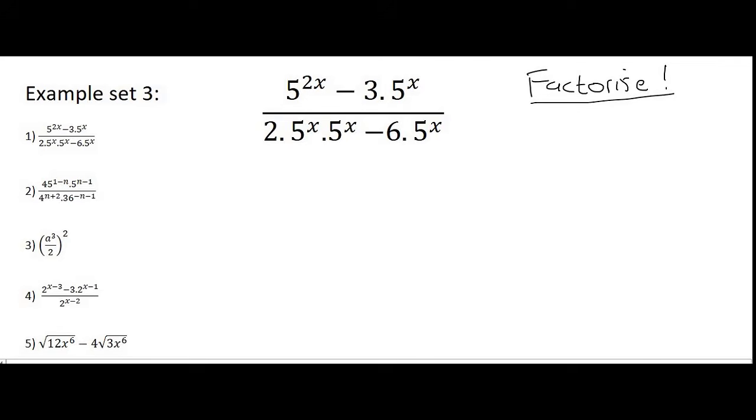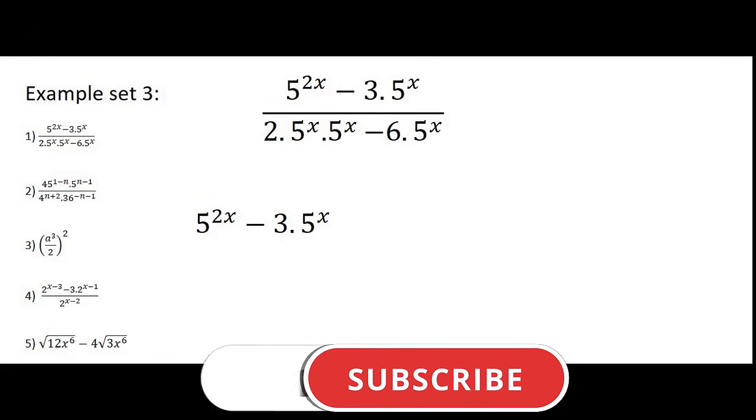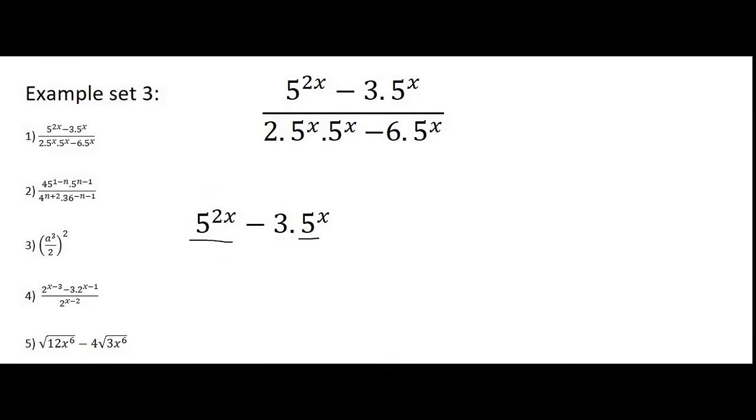What I'm going to do is look at the top half of this question and then the bottom half separately so that you can clearly see what's happening. If we look at the top half, it doesn't appear that there's a common factor just yet because this has a 5 to the power of 2x, whereas this is a 5 to the power of x. But what we can do is know that 5 to the 2x is the same as 5 to the x times 5 to the x. That's true because remember, when the bases are the same, what do you do with the exponents? You add them, and x plus x is 2x.